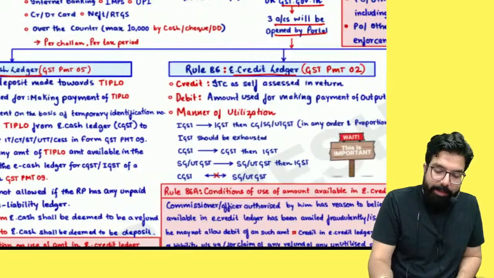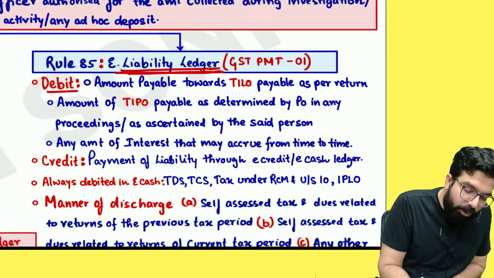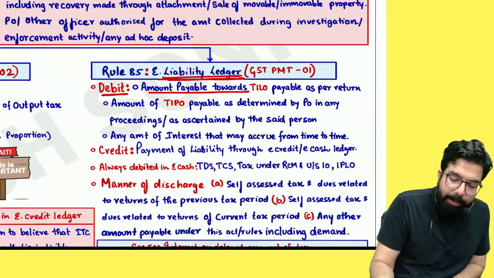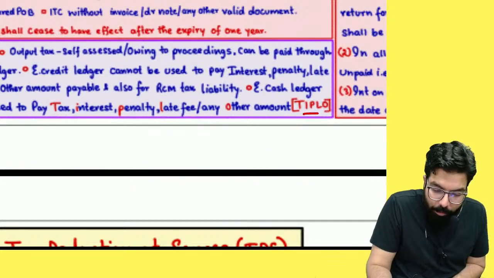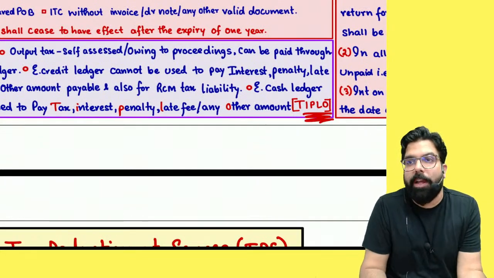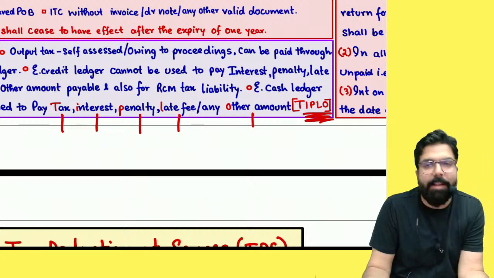Can we go ahead? So what is the e-liability ledger? First of all, it is whatever amount you are liable to pay against TIPLO. What is TIPLO? People, you remember it like this. T means what, everyone? Tax, interest, penalty, late fee, or any other amount.